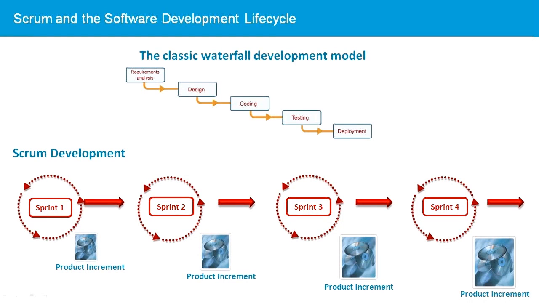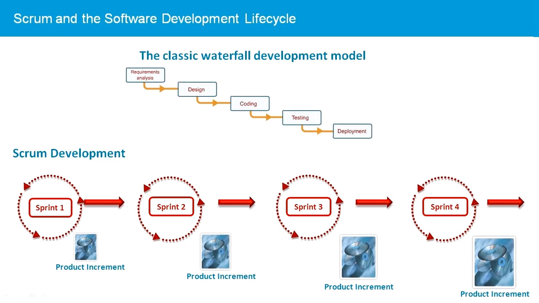Scrum is based on an iterative approach to the software development lifecycle. In Scrum, the project is broken up into development units called sprints. The sprint is a time-boxed iteration of the complete software development lifecycle. The sprint includes planning and analysis, design, development, test, and delivery of the product increment to the customer.